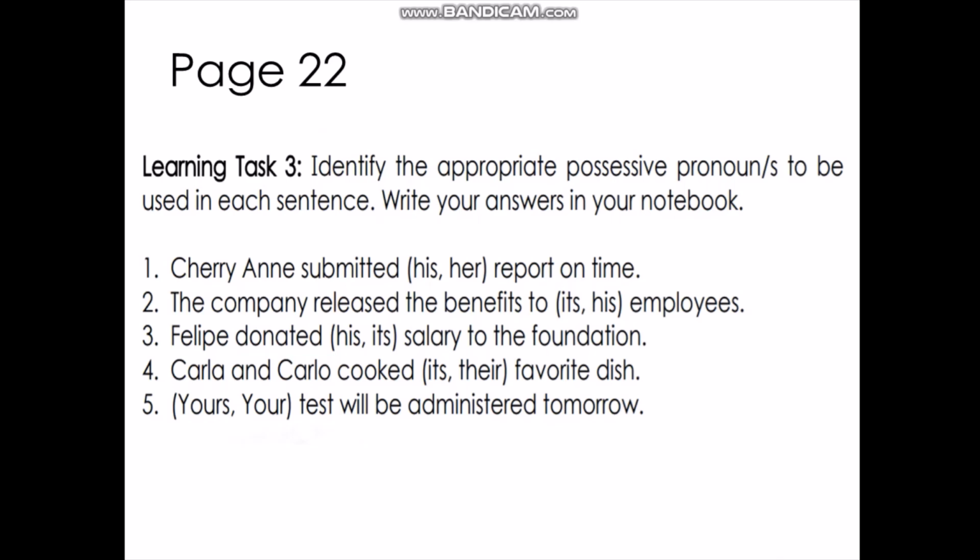Number 2, the company released the benefits to his employees. Number 3, Felipe donated its salary to the foundation. Number 4, Carla and Carlo cook their favorite dish. Number 5, your test will be administered tomorrow.